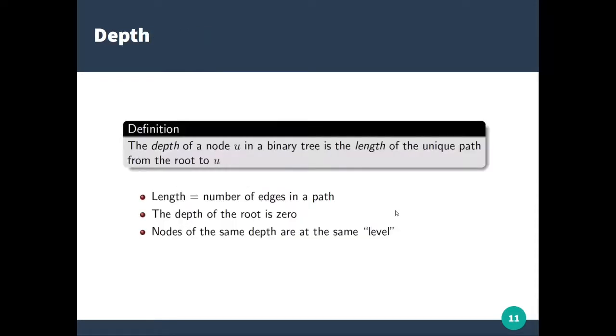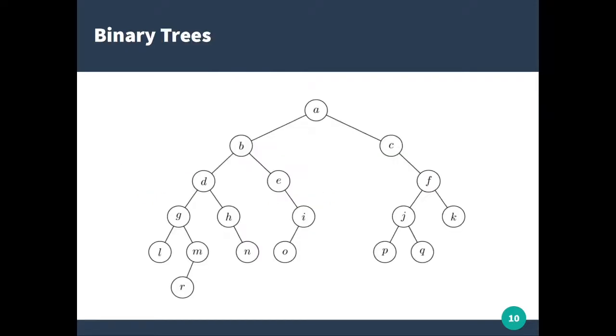Okay, so the next important concept in trees or binary trees is the concept of depth. Okay, this is very important, particularly for this type of data structure. So the depth of a node, let's say node U, in a given binary tree, is the length of the unique path from root to U, okay, to that particular node. So essentially, it is equal to the number of edges in a path, and the depth of a root is 0, and nodes at the same level have the same depth. So now let me illustrate this depth concept here.